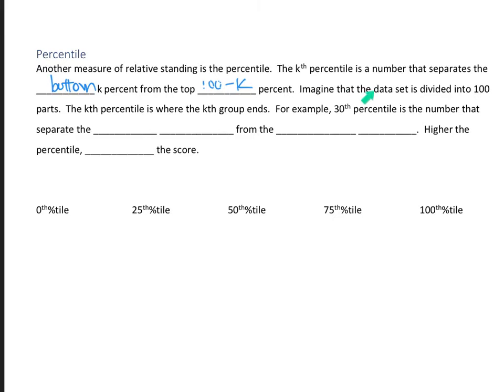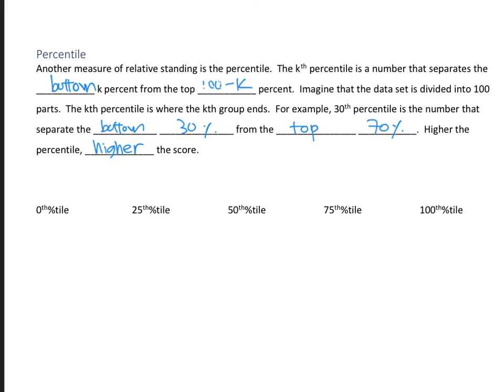So basically, imagine that the data set is divided into 100 parts. So I'm going to put the data into 100 groups. Each group is basically a percent, right? So the kth percentile is where the kth group ends. If I arrange them in order, this is where it ends. It separates the bottom k percent from the top 100 minus k percent. For example, the 30th percentile is the number that separates the bottom 30% from the top 70%. The higher the percentile, the higher the score. If you're at the 90th percentile, your number is pretty big. That means your number is bigger than 90% of other people, and only less than 10% of the people.